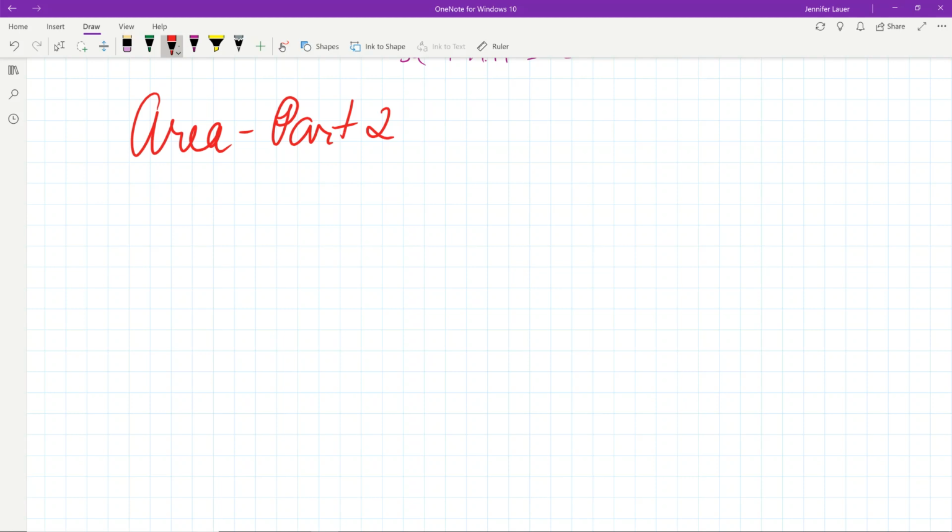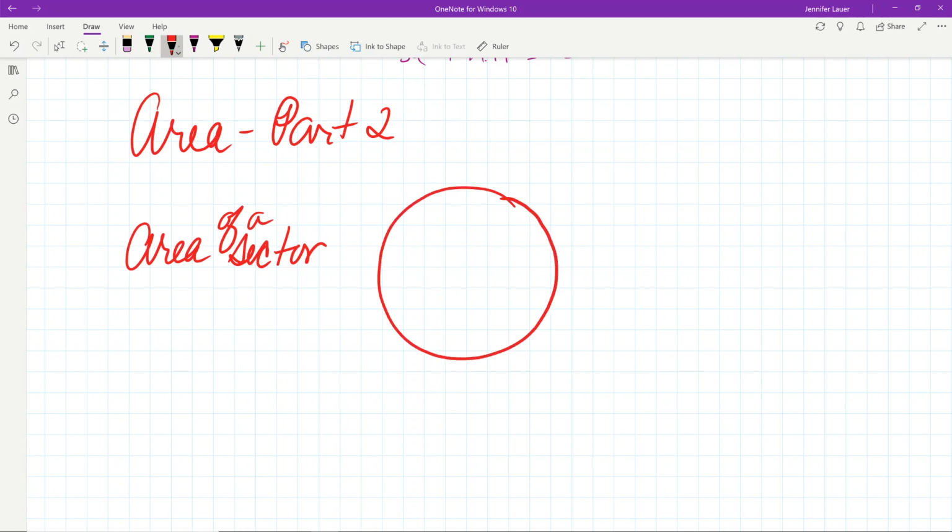Before we do that, I do want to introduce one more area that I have not talked about yet. It's called area of a sector. So what does that mean? Well, a sector is essentially a chunk out of a circle.